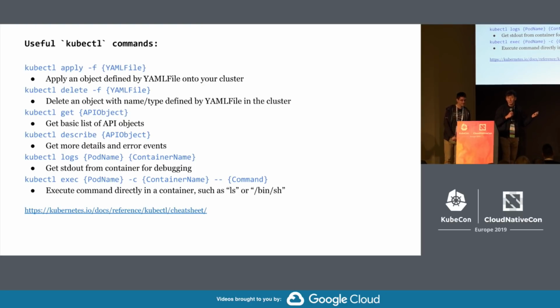We have apply. This takes your YAML definition and puts it onto your cluster. We have delete, which does the opposite. It removes your object from your cluster. You can get a basic list of API objects. You can describe the objects. This one is important, so remember describe. I think a lot of people don't know about it, and it gives you much more information that helps you debug your cluster. You can get logs. You can execute commands directly on your containers.